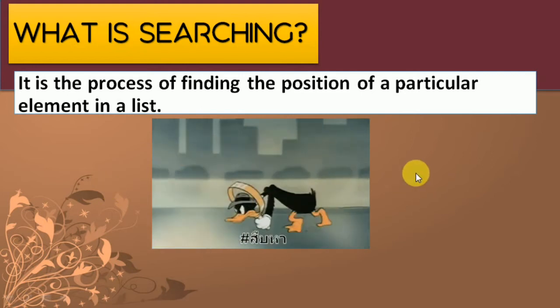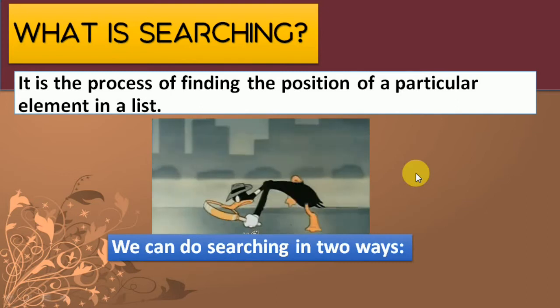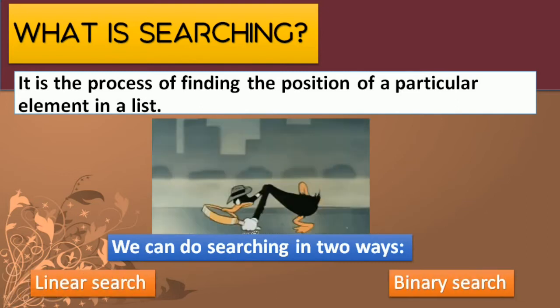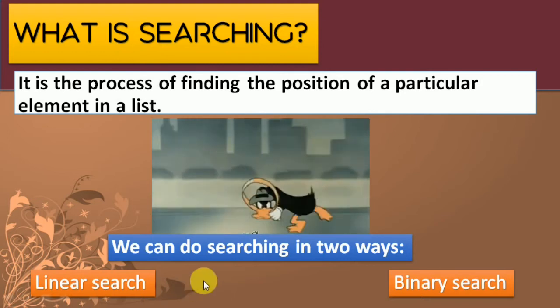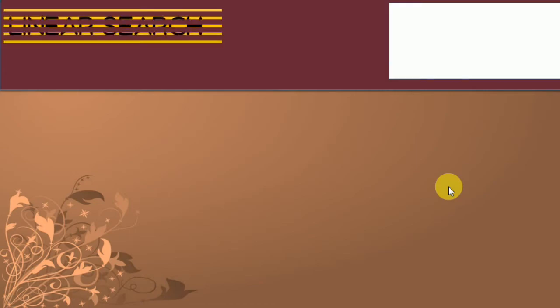Now there are two types of searching. First is a linear search and second is a binary search. First we are going to discuss linear search. So first thing is, what is linear search?